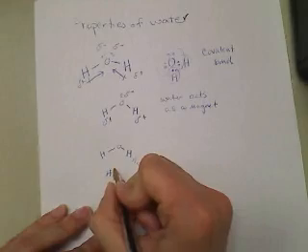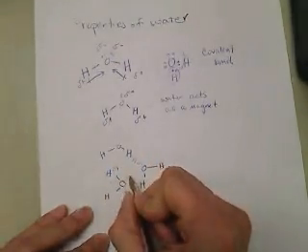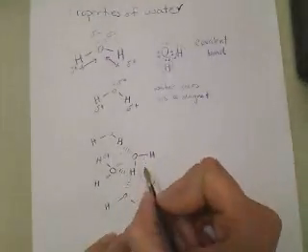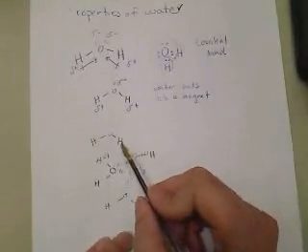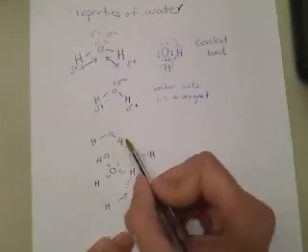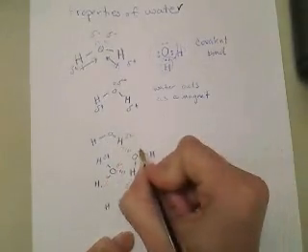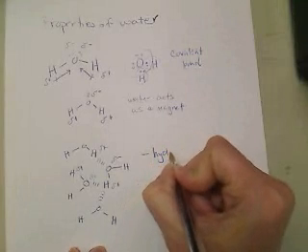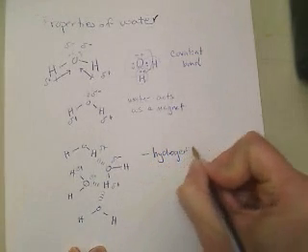Because again, remember, this is going to be a partial positive, and here you've got a partial negative, and then here you've got a partial positive, so basically it's going to end up looking like a network that you have here. And so your oxygen is always going to have an interaction with your hydrogen here, because this is partial positive and this is partial negative. So this is what we call hydrogen bonding.